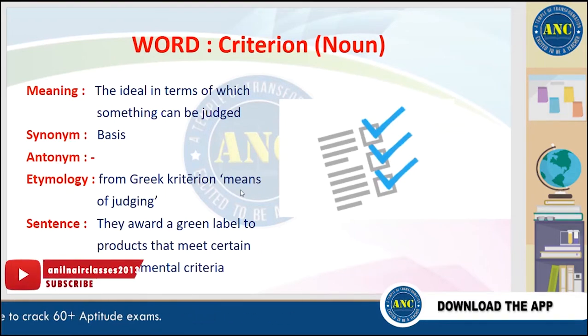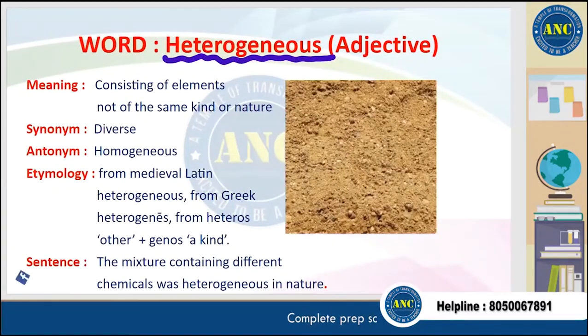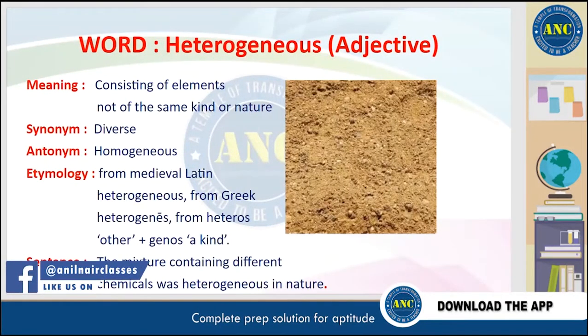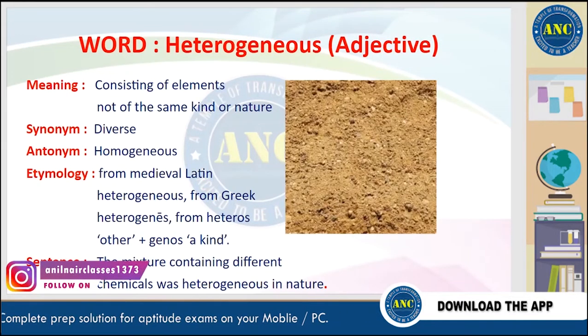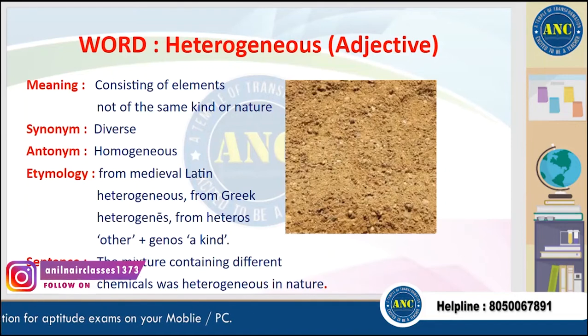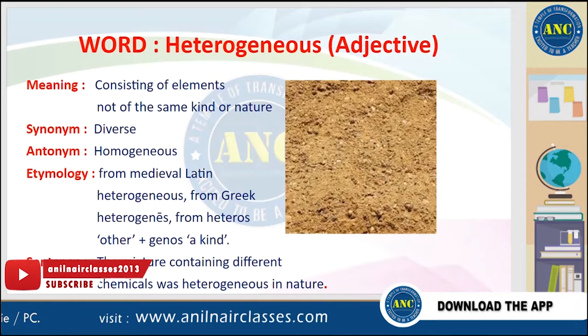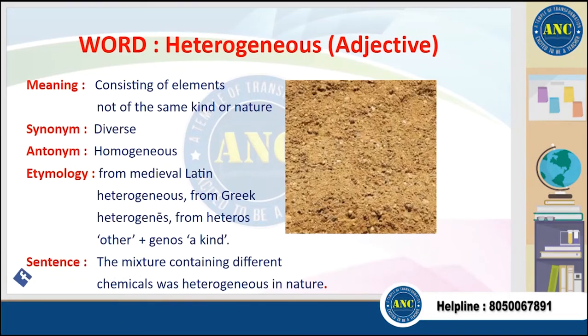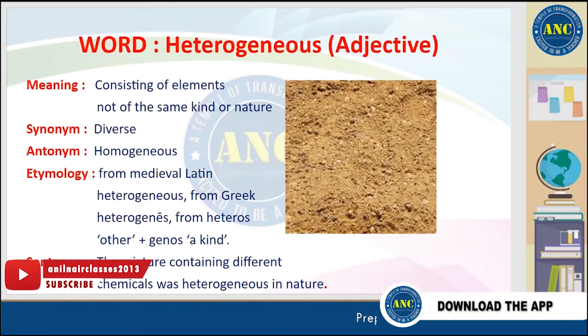Moving on to the next word, heterogeneous. Heterogeneous means consisting of elements not of the same kind or nature. The most common example for this is sand. Sand is made up of particles of different shapes, sizes, and colors. So it is heterogeneous in nature. A synonym is diverse and an antonym is homogeneous. It is derived from the Greek or Latin word which means other kind.